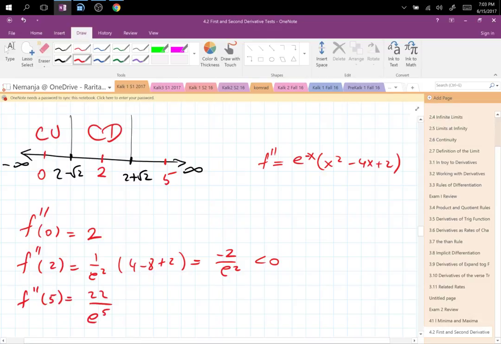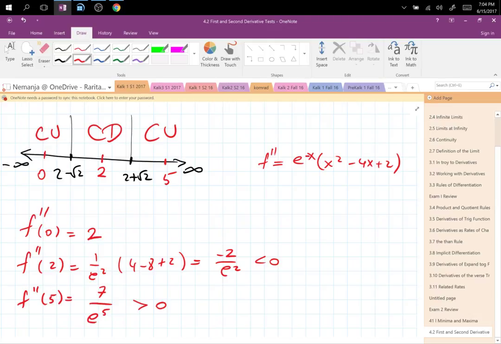Because x squared is 25 minus 20 plus 1 plus 2 plus 2. That is 22, right? 25 minus 20 is 5. That gives 7. Larger than 0, concave up. Yay. There we go.